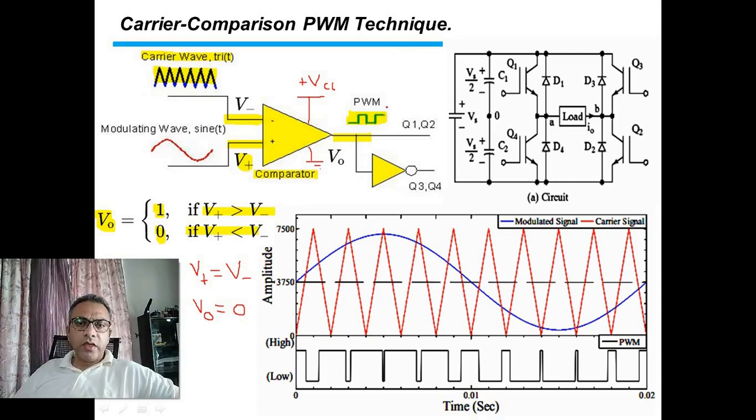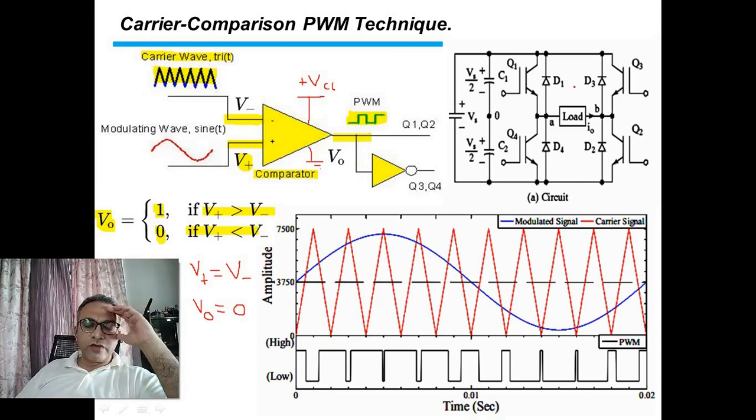Right. Now, what we have done is that we have connected a carrier wave to the inverting signal, and a modulating signal to the non-inverting input. The comparator compares the two signals and produces an output. The output is digital.